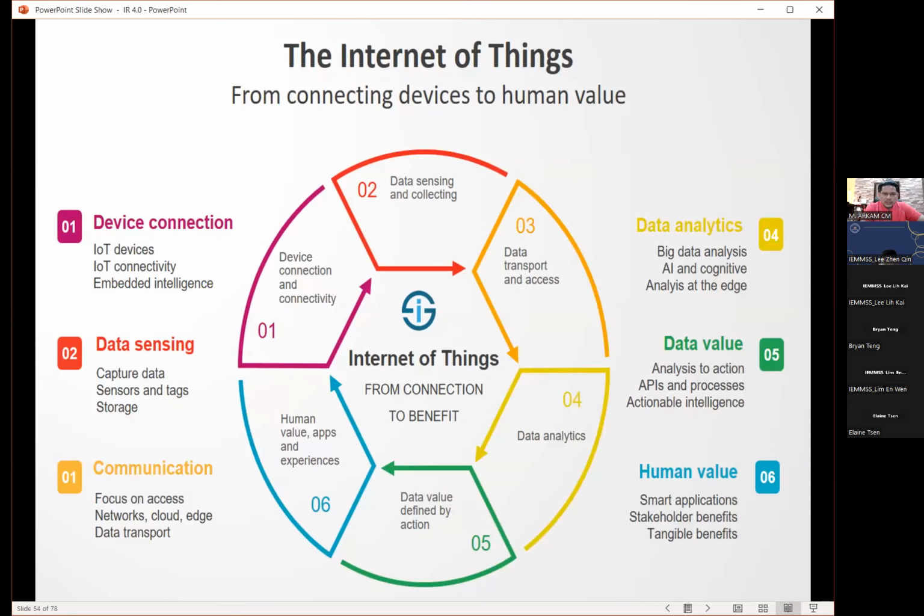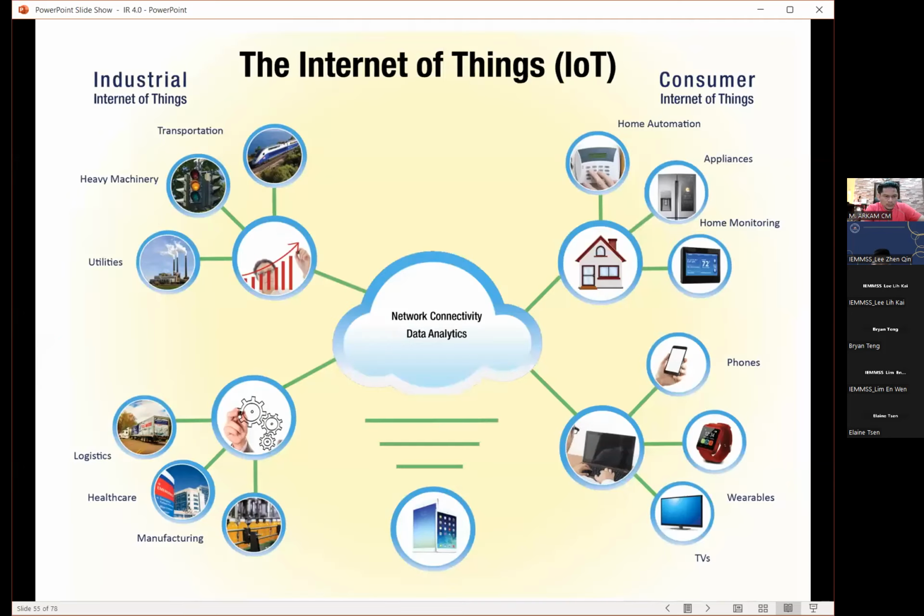Okay, the Internet of Things, from connecting devices to human values. So device connection and data sensing are also important. Communication, data analytics, value, and also human values are things that can benefit from IoT technologies. So we're going to go quite fast. We've got a lot more to go, but try to finish it in 15 minutes more. IoT in industrial, consumers, phones and whatnot.